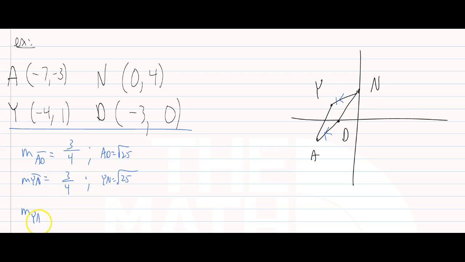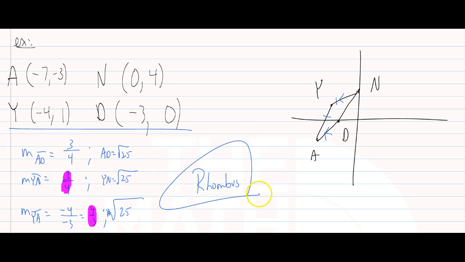I'll go after YA. Negative 3 minus 1 is negative 4. Negative 7 minus negative 4 is negative 3. That simplifies to positive 4/3. So comparing these slopes, these are not opposite reciprocals, they're just reciprocals, so they're not perpendicular. However, the length of segment YA is equal to the square root of 16 plus 9, which is also root 25. So YA is congruent to those other ones. It was a parallelogram with consecutive sides congruent. So the best name for this quadrilateral is rhombus.